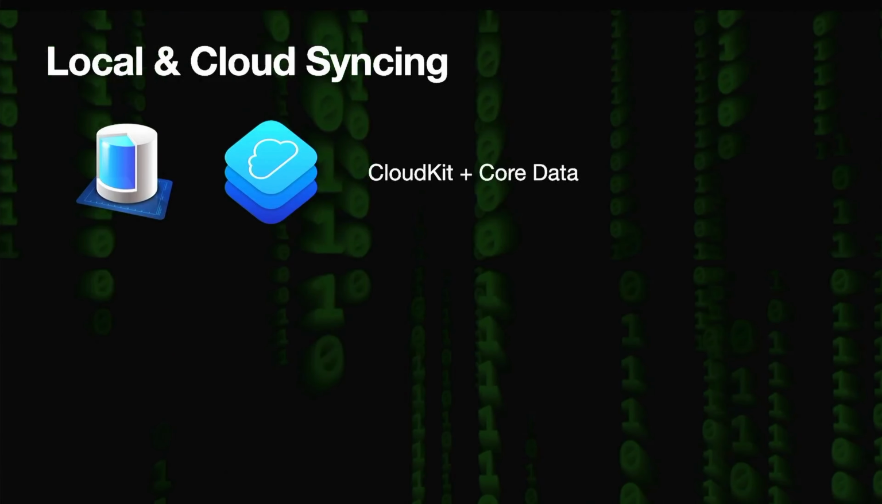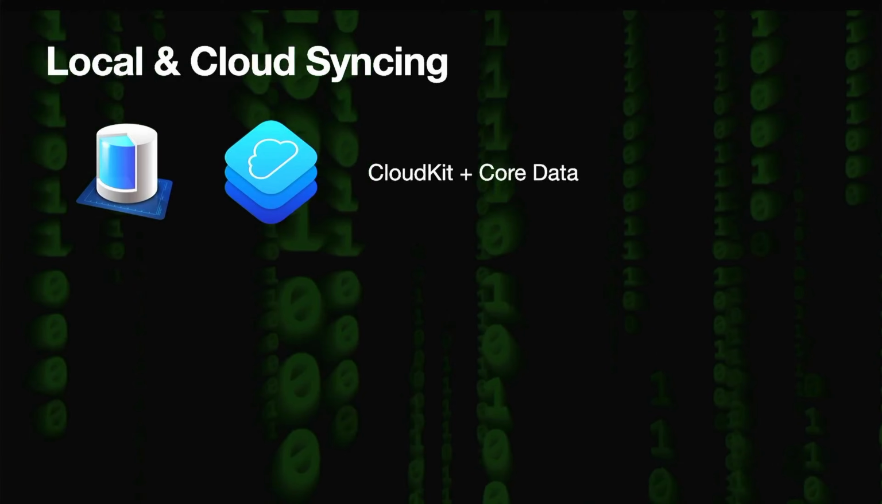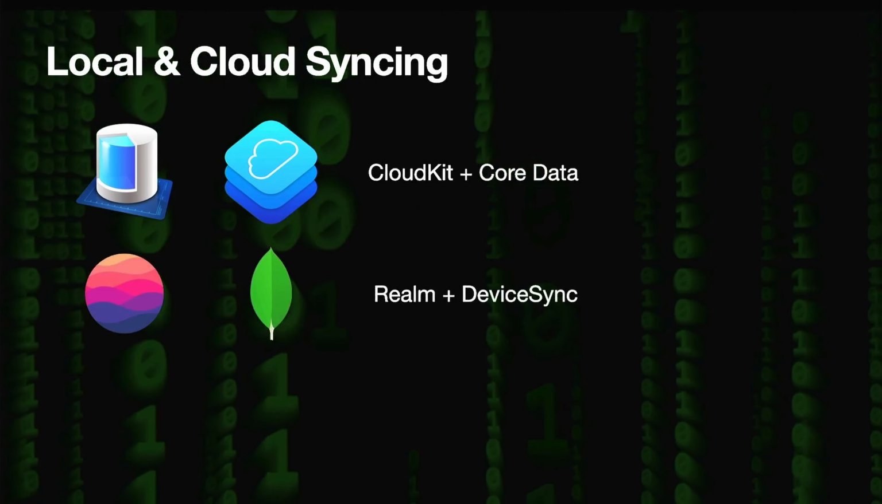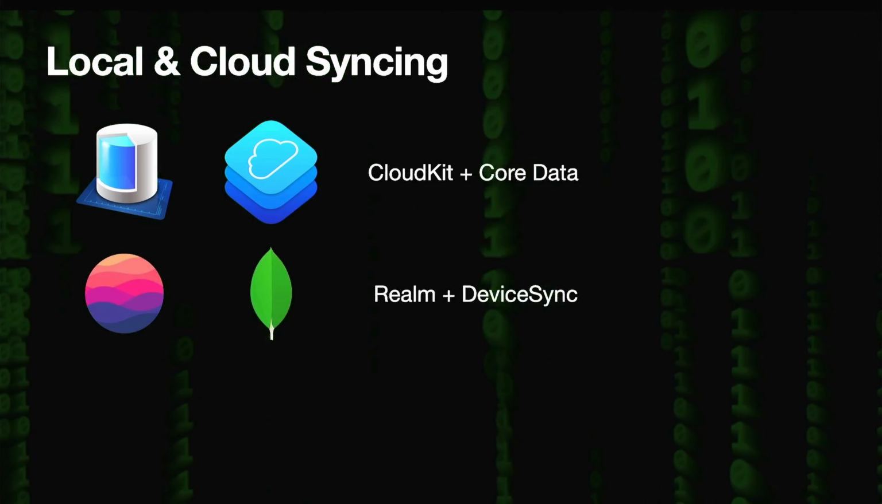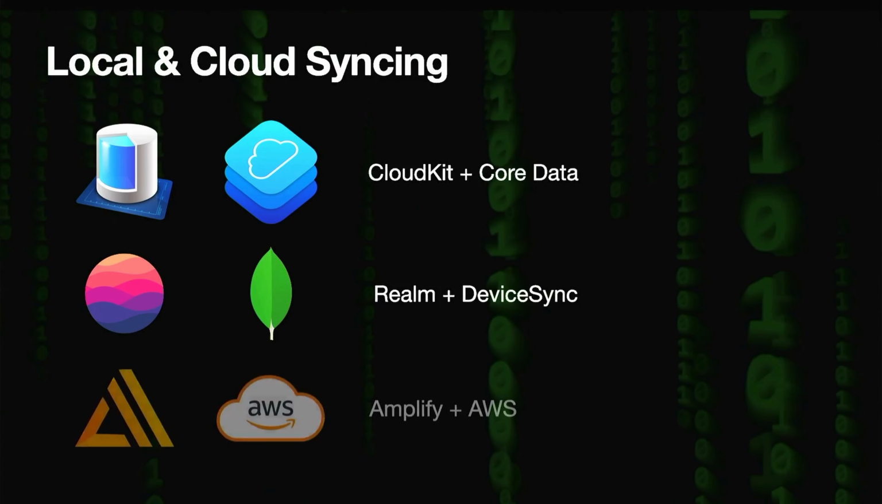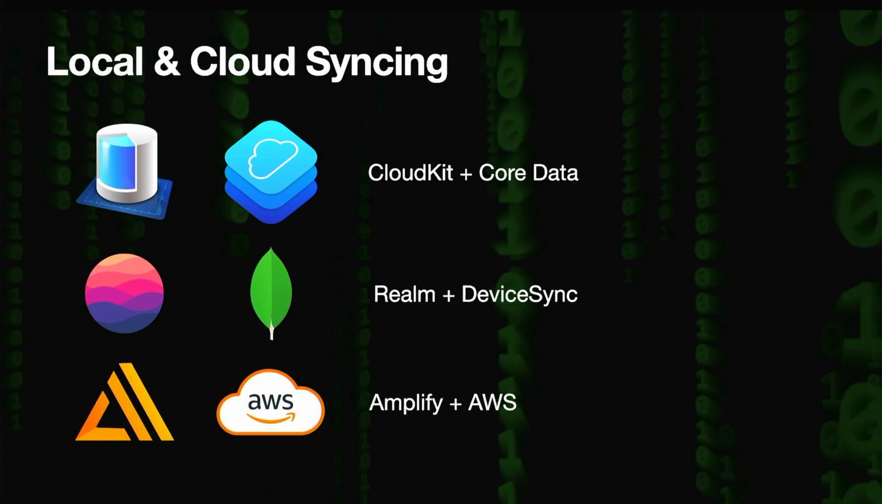But then we've done local and cloud, and then there are the options where you can use both of them together. So you have CloudKit and Core Data. This is Apple's solution to save data and sync the data between your local and cloud. Realm has what's called Device Sync, which is offered by MongoDB, so that's Mongo's logo. And then you have Amplify and AWS.